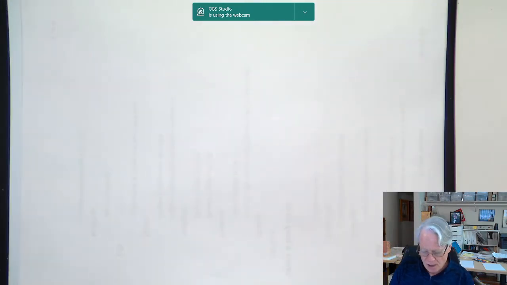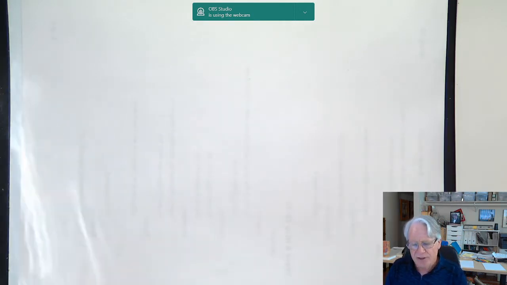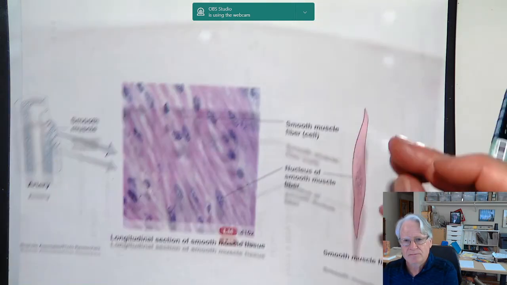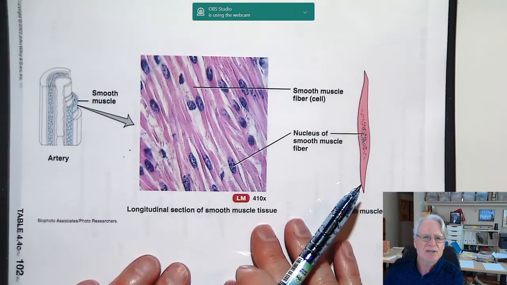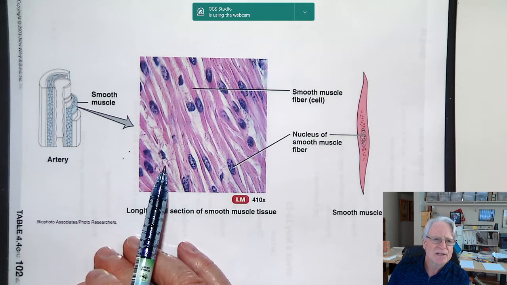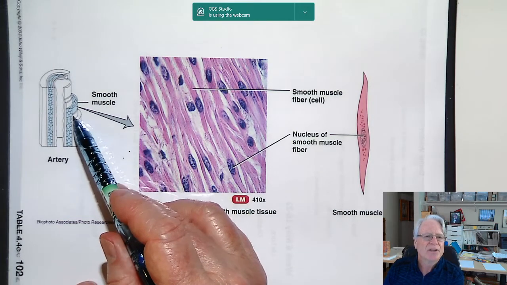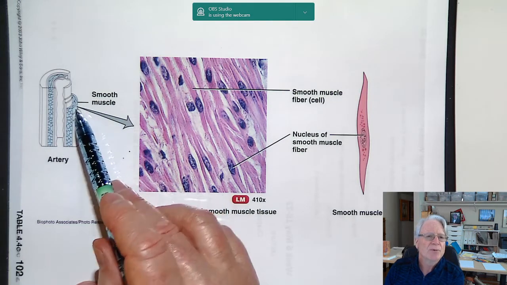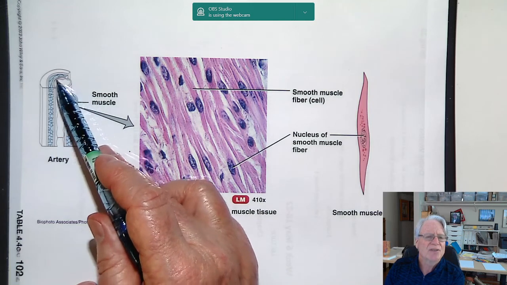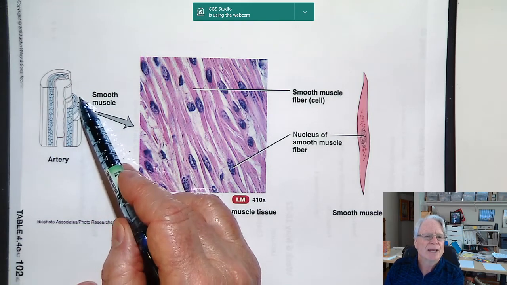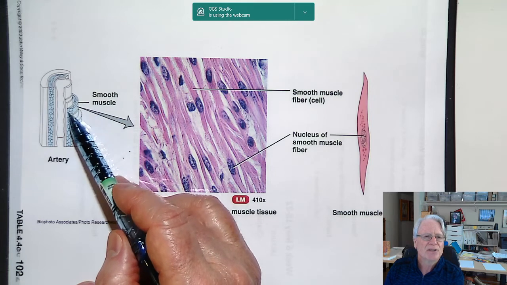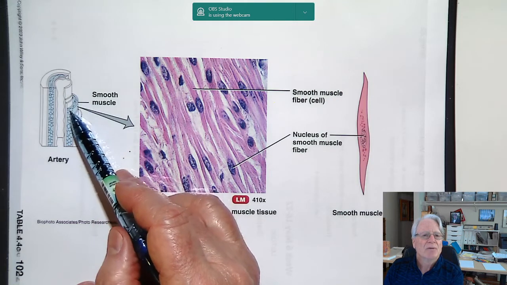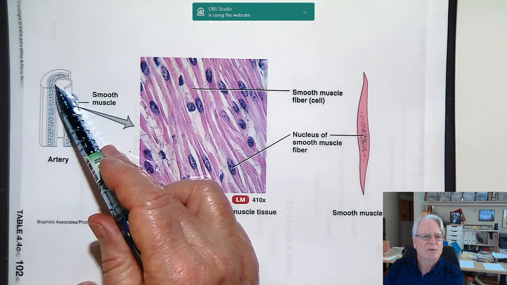The second one on our list was smooth muscle. And smooth muscle is found in a variety of places. For example, there is a layer of smooth muscle tissue around arteries. And the reason it's there is because we can control the size of the lumen by activating or relaxing these muscles. So when these muscles are contracting, the size of the artery is reduced. When they're relaxed, the size of the artery can be increased.